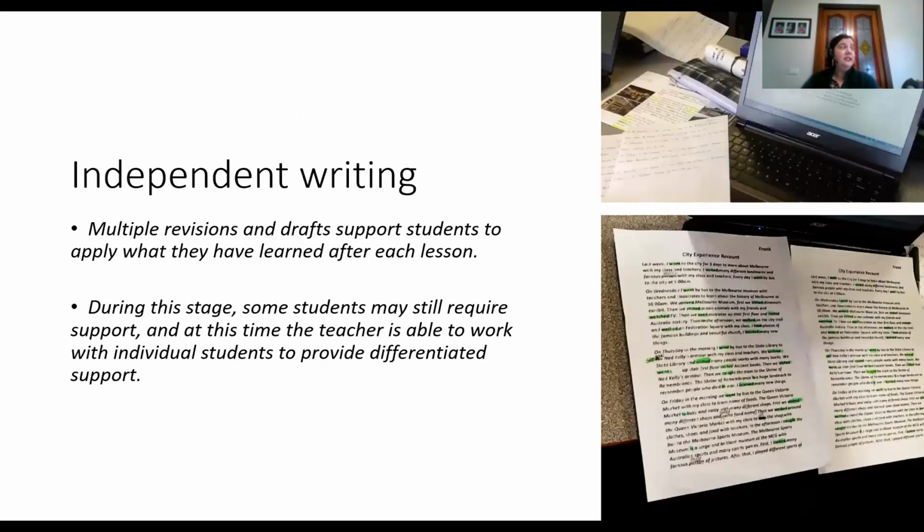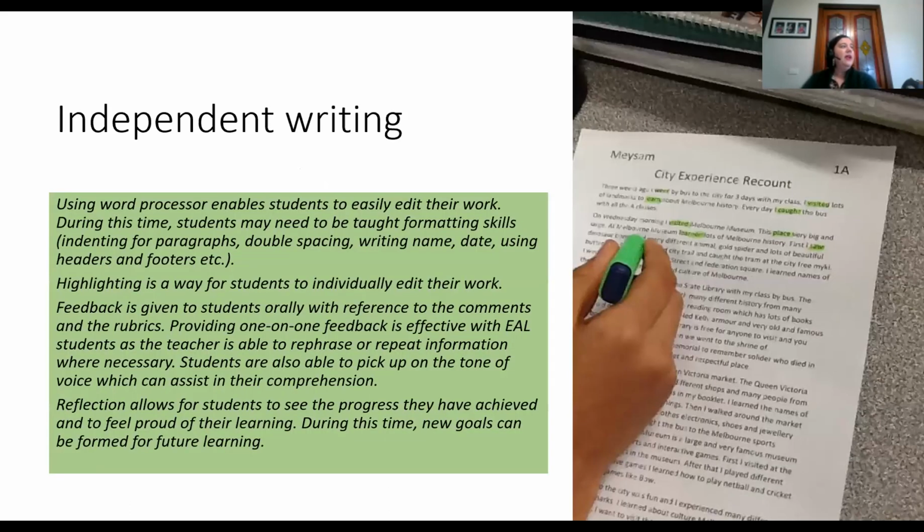And then they did the independent writing. So we did multiple revisions, lots of drafts, revisiting and reflections, and supporting and providing feedback for each session. And during this stage, some students required extra support, so we had to differentiate for them and make sure that one of us would work more explicitly in smaller groups to provide that support. And then we used, again, as I said, the typing, including paragraphs and double spacing.